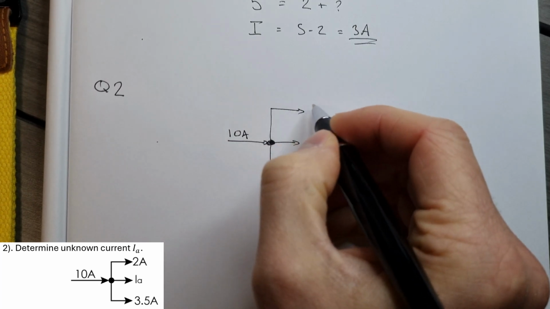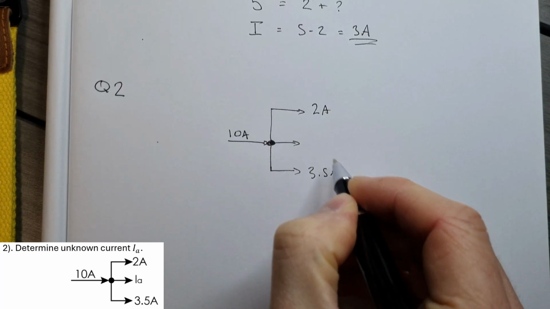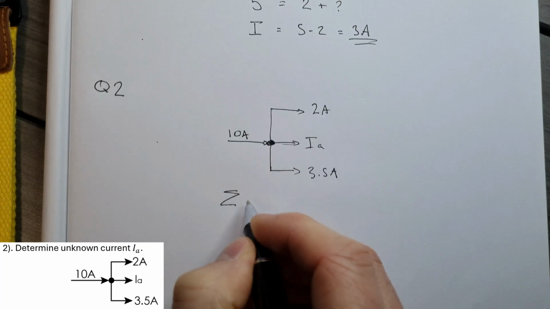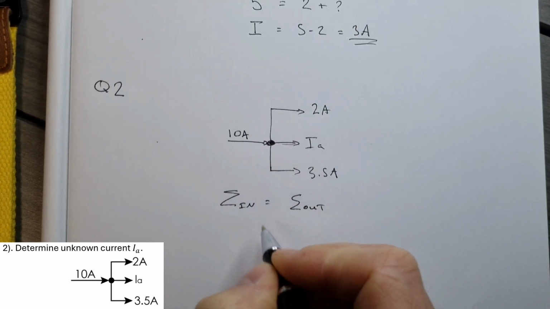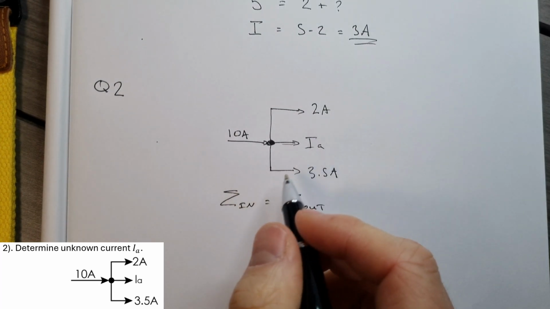We've got 10 amps coming in, we've got 2 amps leaving up here, 3.5 amps leaving down here, and current IA in the middle. Same again, sum in must equal the sum coming out. Okay, we can't magic up current from nowhere and we can't lose current from anywhere. It always has to equal.